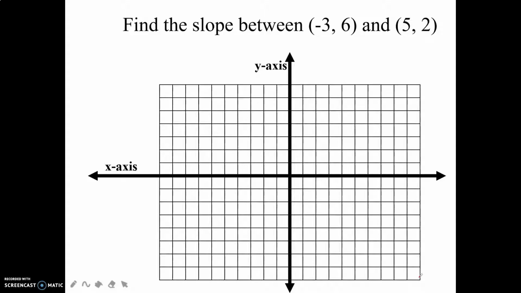So let's find the slope between the following points, negative 3, 6, and 5, 2. Plotting the point negative 3, 6, it lies here. And plotting the point 5, 2, we have this point. And we have formed a line. What do you think is the slope? We can apply the first method, counting the number of horizontal and vertical units, or since the points are given, we can simply apply the formula.